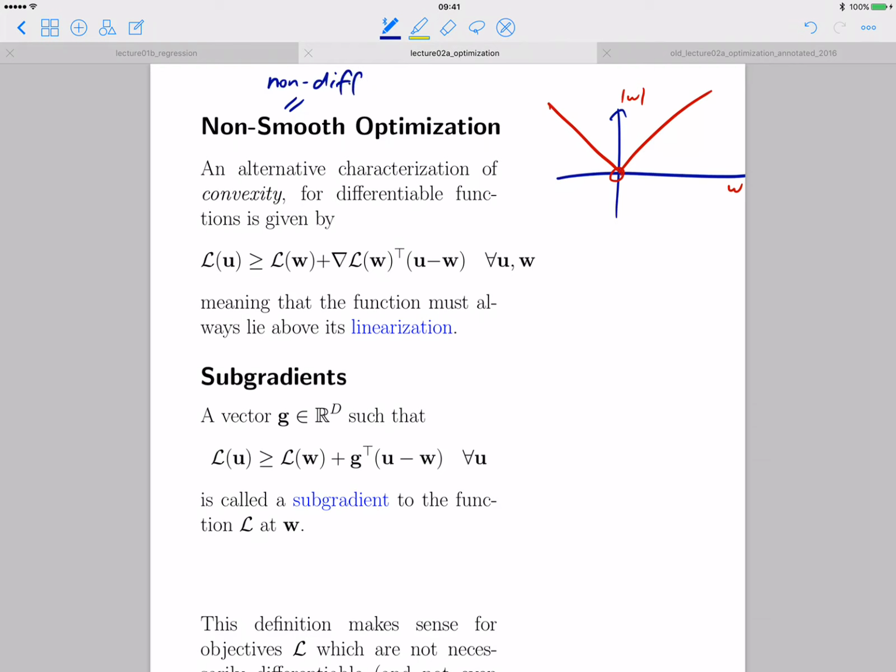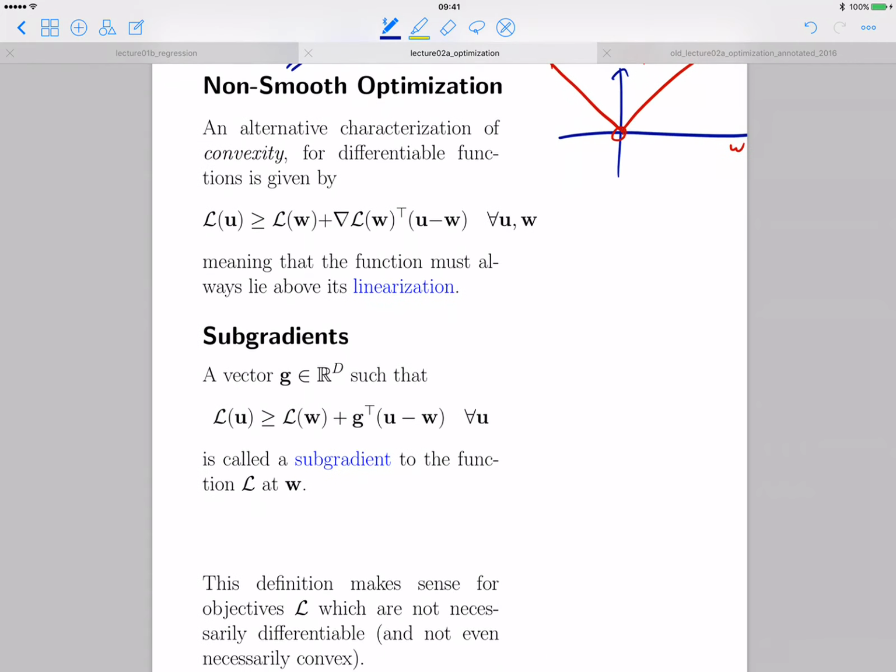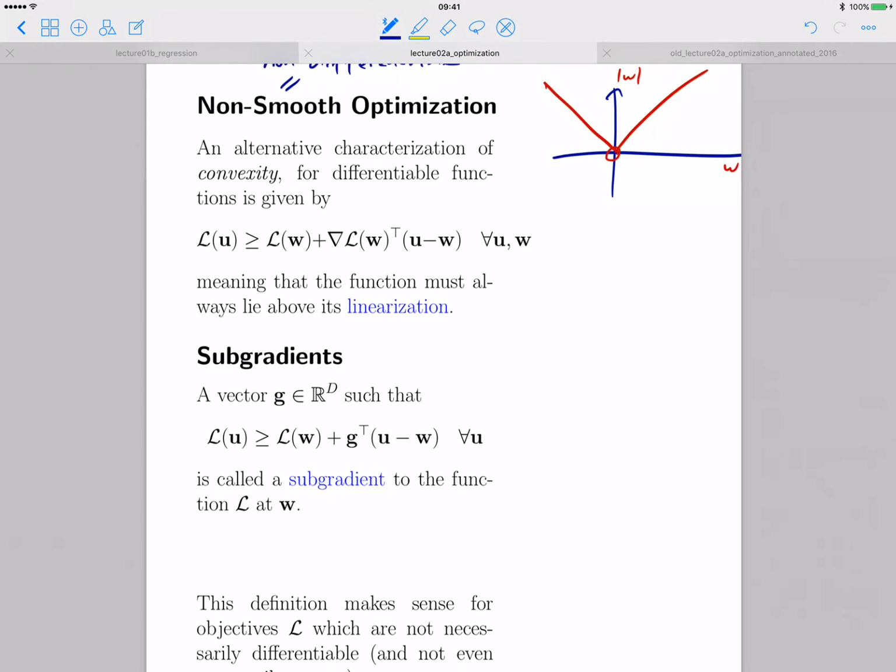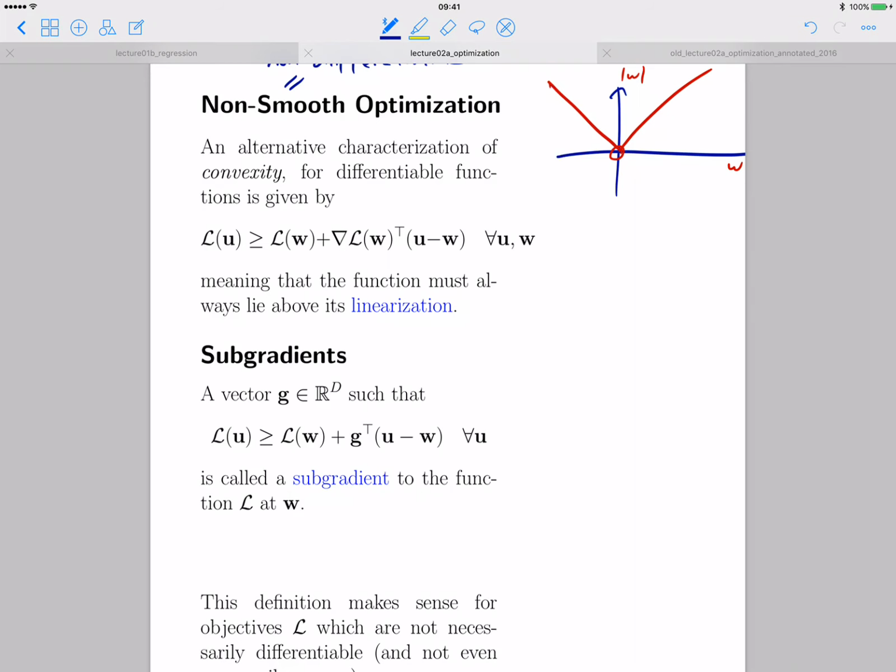So you can call this non-smooth as well, yeah. Okay, to get there, what we want to do is define a generalization of a gradient, which is actually called a subgradient. Something slightly more general than that.